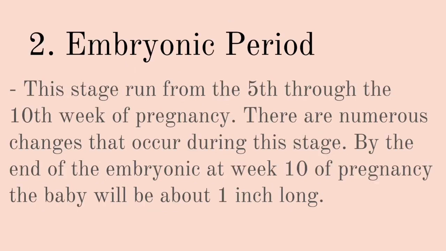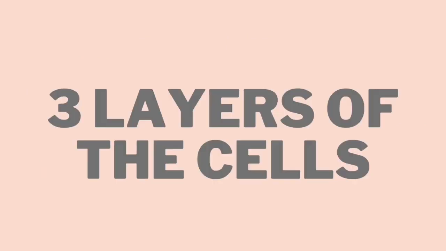The second one is the embryonic period. This stage runs from the 5th through the 10th week of pregnancy. There are numerous changes that occur during this stage. By the end of the embryonic period at week 10 of pregnancy, the baby will be about 1 inch long. There are 3 layers of the cell.